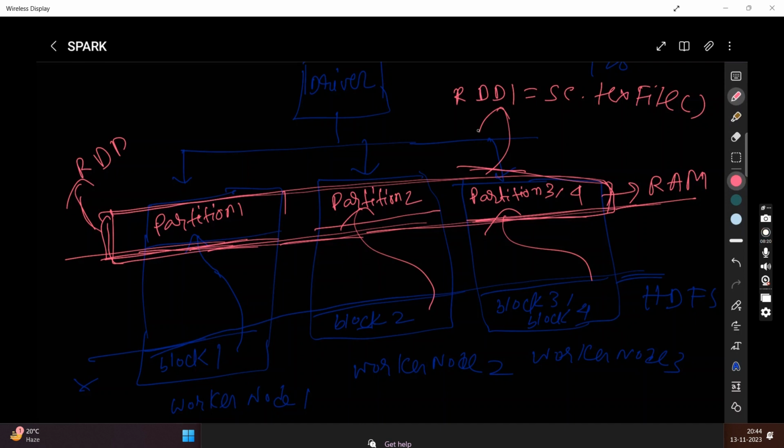So when we say RDD1, we are pointing to the data present in worker node 1, what is present in worker node 2, and what is present in worker node 3. Combining everything is an RDD, and that is in RAM. So that's how we can visualize this. This is our block. It will load into our memory RAM as a partition, and we call this partition an RDD in Spark or PySpark.